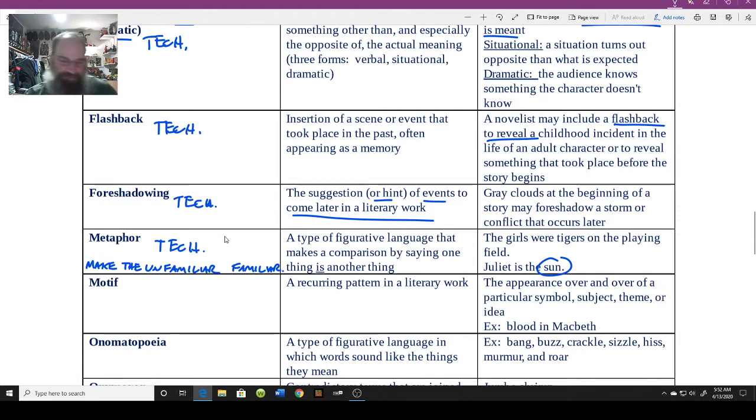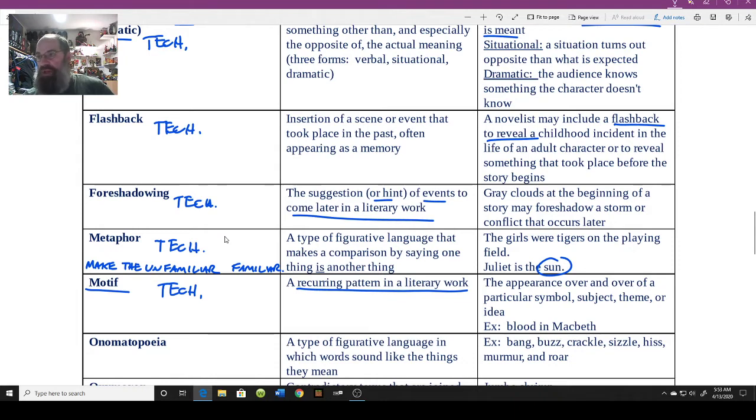All right, a motif. We didn't talk about motif at all. Motif relates to theme in a way. It is also a technique. It's a reoccurring pattern in a literary work. All right, so the appearance over and over of a particular symbol, subject, theme, or idea. Blood in Macbeth is a motif.